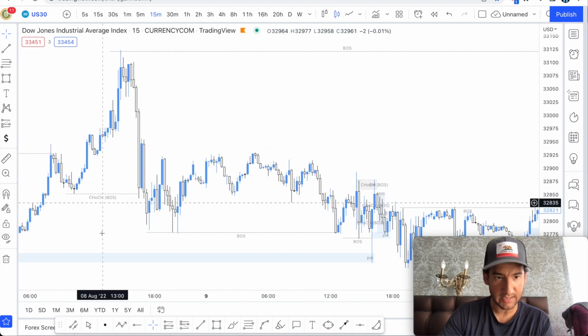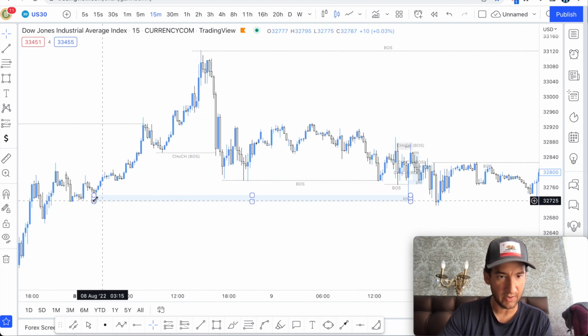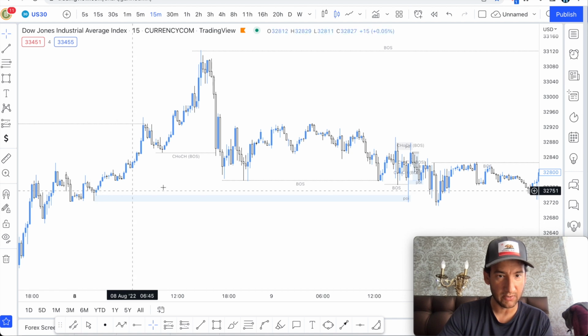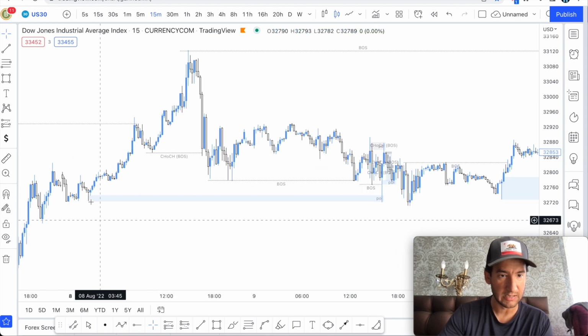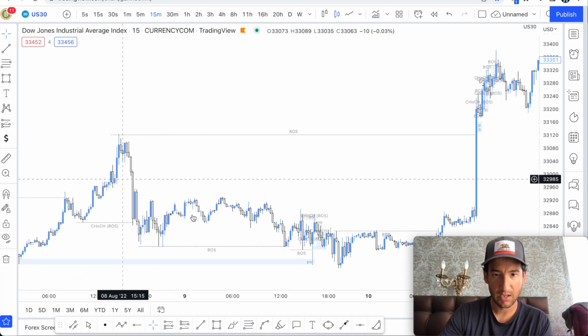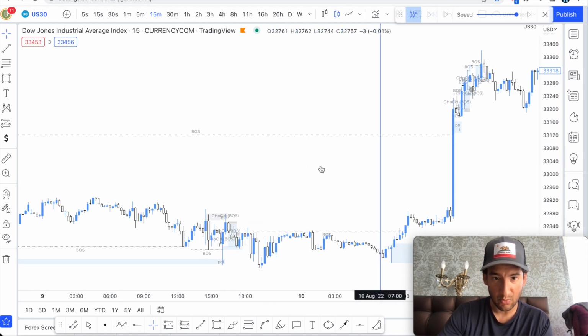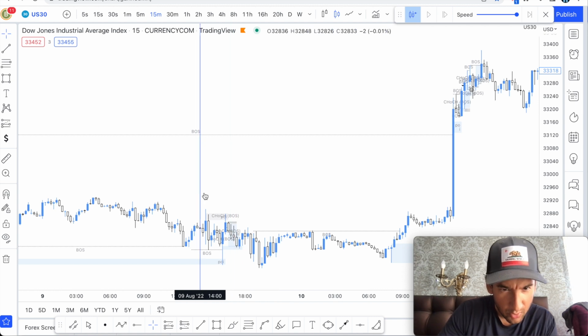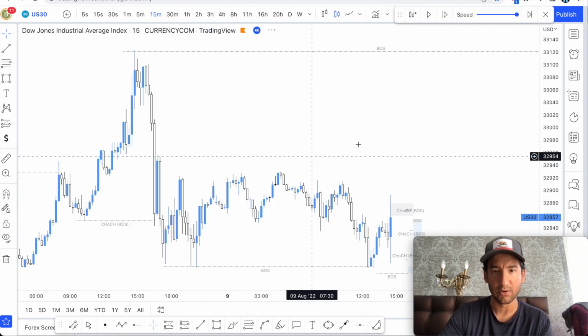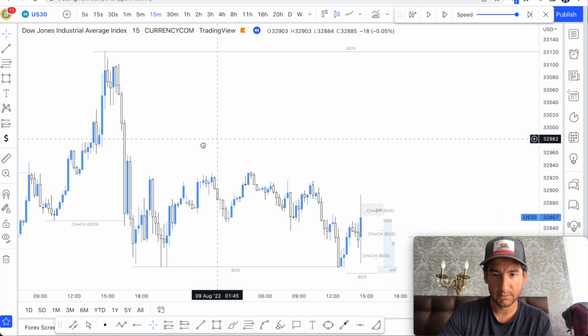And then when price came and tapped our demand right over here, this was the unmitigated order block, unmitigated because this is the low that broke that high right there. So we marked that as our demand area, and we were here, I think, right around this area, right there.